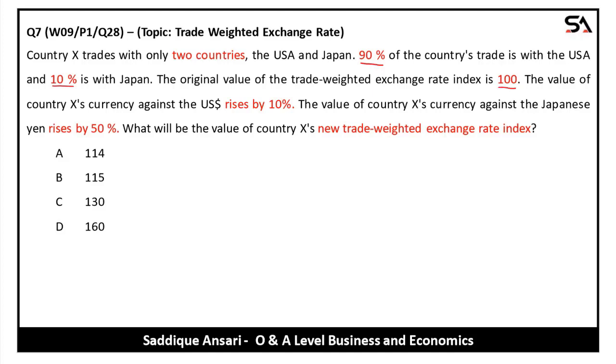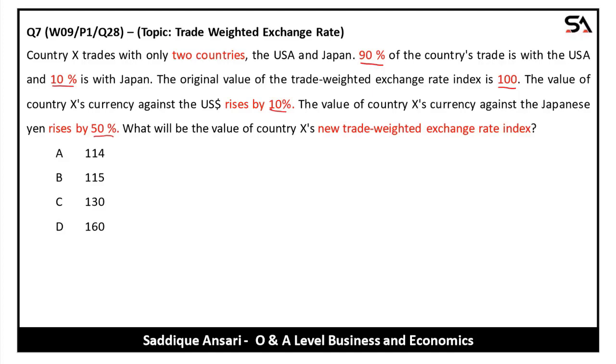The value of country X's currency against the US dollar rises by 10%. The value of country X's currency against the Japanese yen rises by 50%. What will be the value of country X's new trade weighted exchange rate index? Let's see how to calculate it.